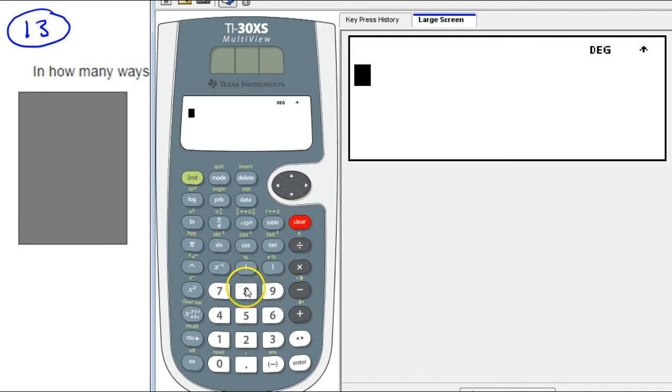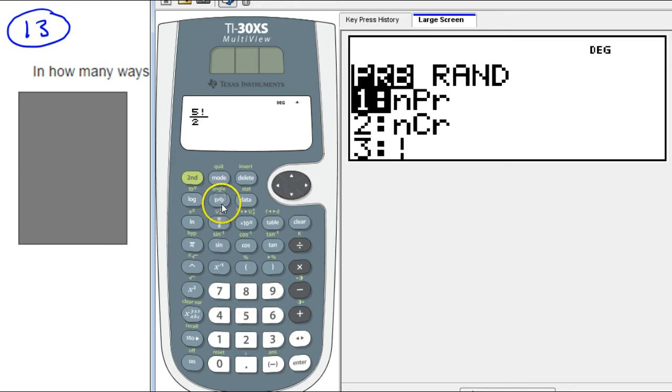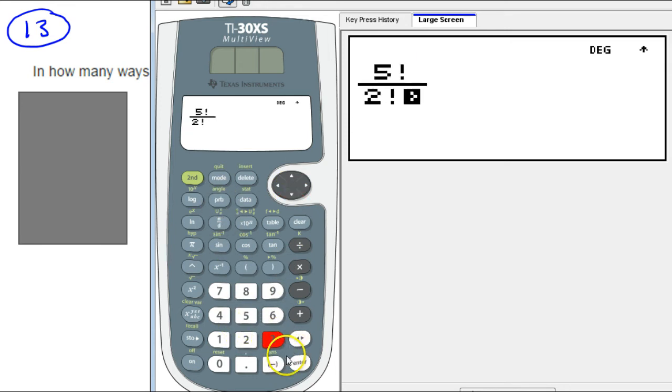Now I can do this in my calculator. I can do 5 factorial over 2 factorial. And that's going to give me 60.